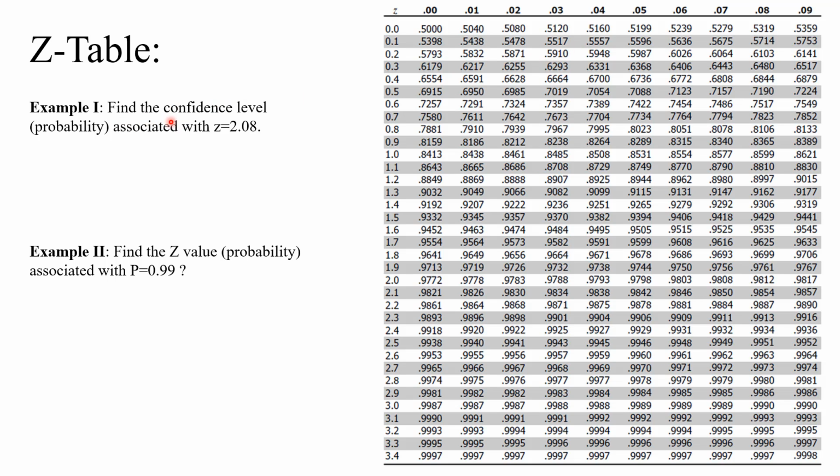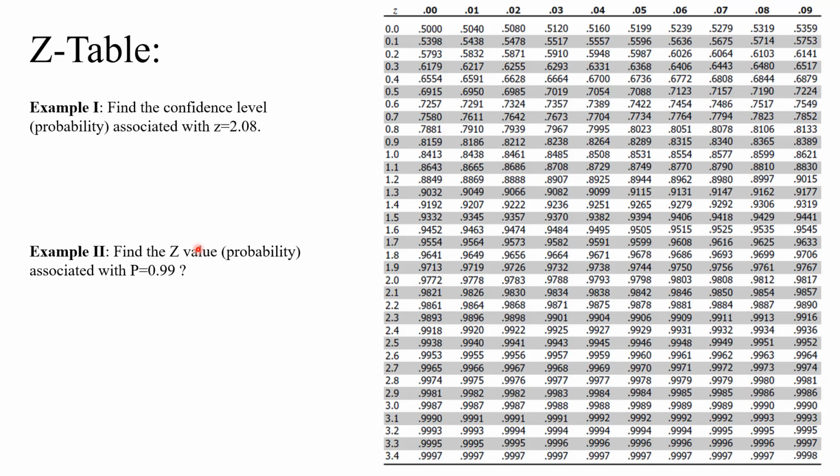Let's look at an example. Find the confidence level or the probability associated with z equals 2.08. So let's go here. We have 2.08. So this is 2.0, 2.01, 2.02, go all the way to 2.08. So the value of our confidence level would be 98.12% or 0.98. That's the value for our probability.